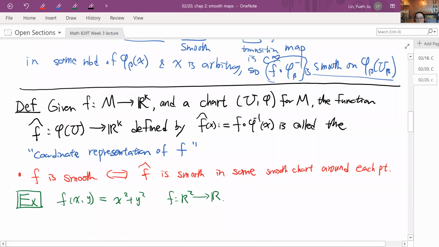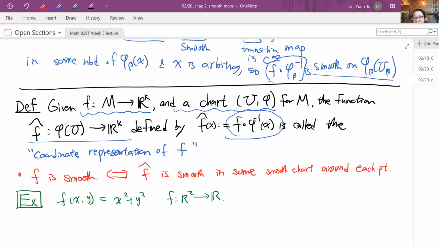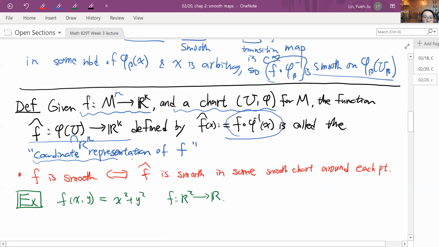Okay, so now this function that we just saw here is what we call the coordinate representation. If you have a function from M to R^k, and you have a chart, whatever that chart is, the function that we care about is essentially F composed phi inverse, where phi is one of the coordinate maps. Then this is what we call F hat. This F hat function is a function from R^n, if n is the dimension of the manifold, to R^k. This function is what we call the coordinate representation.